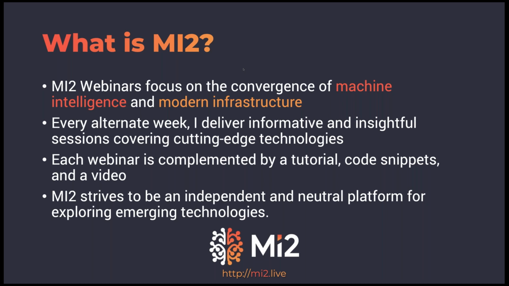There is a tremendous opportunity in the market for the convergence of machine intelligence with modern infrastructure. So Kubernetes is emerging as the foundation of modern infrastructure, and TensorFlow and the AI related technologies are becoming the number one workload that is going to run on top of Kubernetes. And the idea of MI2 is to bring you the overlap and the convergence of these two important and emerging trends.